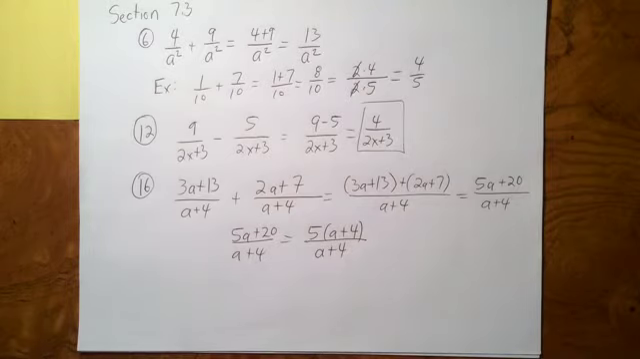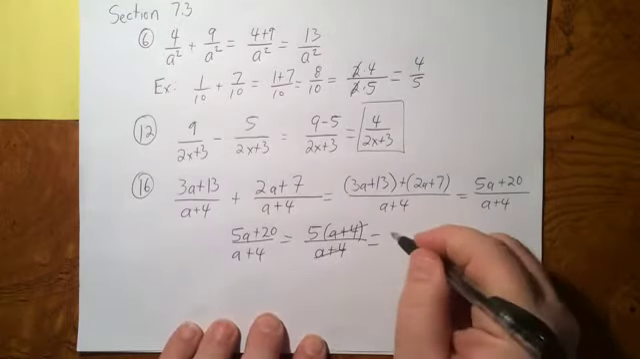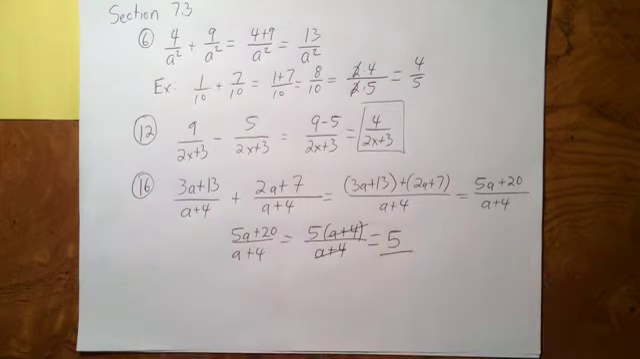And now that I take my solution and I factor the numerator, I see that in fact there is a common binomial in the top and bottom, leaving me with a final answer of 5. And that's it. That's our final answer here.